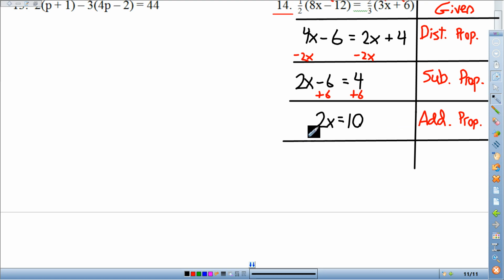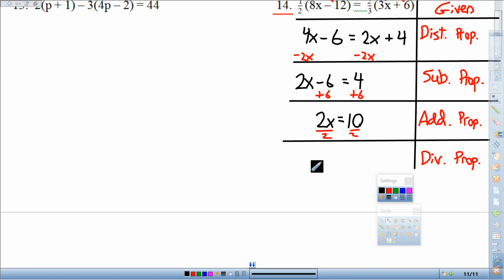And last thing, I can get rid of 2. It's being multiplied by x, so I'm going to divide. That means the last reason I have is I use the division property. I'm trying to think how I want to shorten this. I guess we can do div. That works, division property. All right, so yeah, we're getting x equals 5.